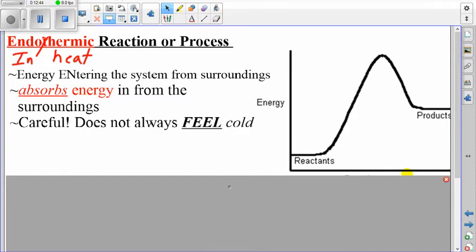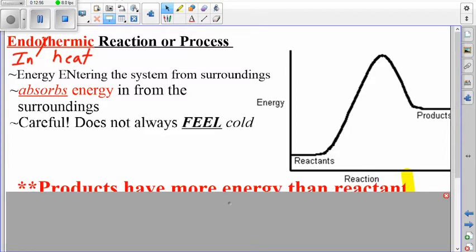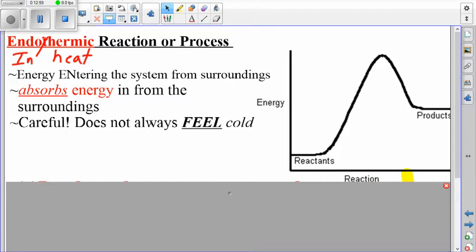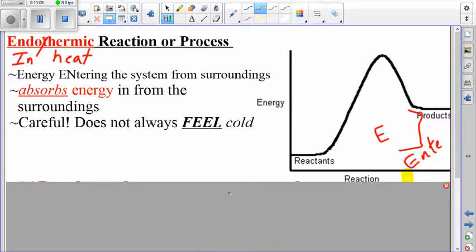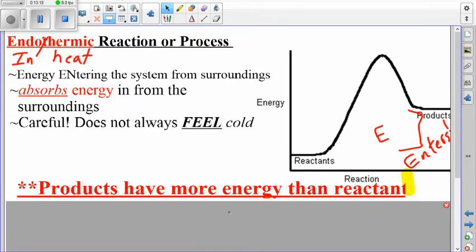And here, take a look at this graph. It will look similar, but the key difference is it will start low and end up, have the little hill and end up higher. So it's still energy on the Y, still the reaction on the X. But here, what we're seeing is this gap is now not energy exiting, but that's energy entering. Energy enters. And so, before, the reactants had more energy than the products. Now, the products have more energy than the reactants.